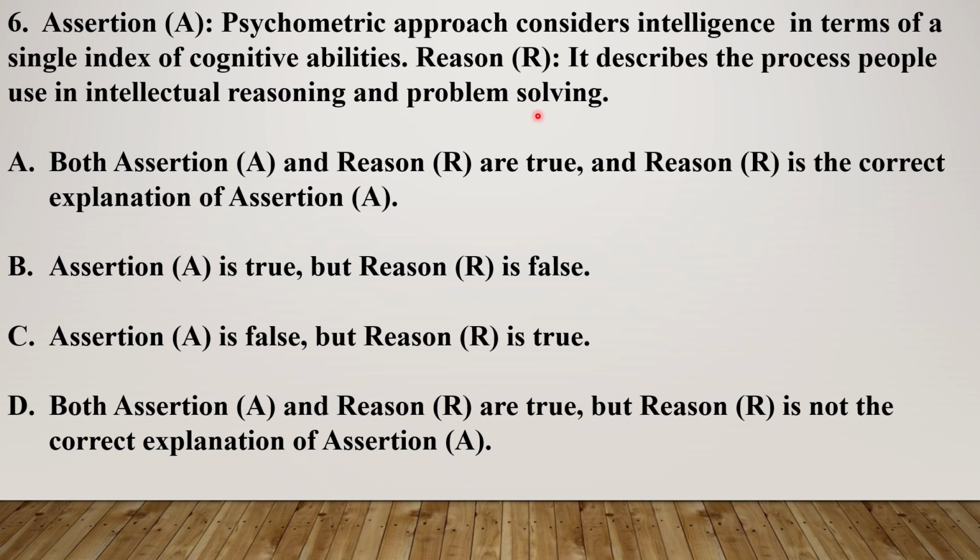The reason is: it describes the process people use in intellectual reasoning and problem solving. Now this reason is incorrect. The psychometric approach does not put emphasis on how the person is going to process. They do not talk about what kind of reasoning or problem solving will be used by the intelligent person. So for this question, the answer will be that assertion is true, but reason is false. That is the B part.